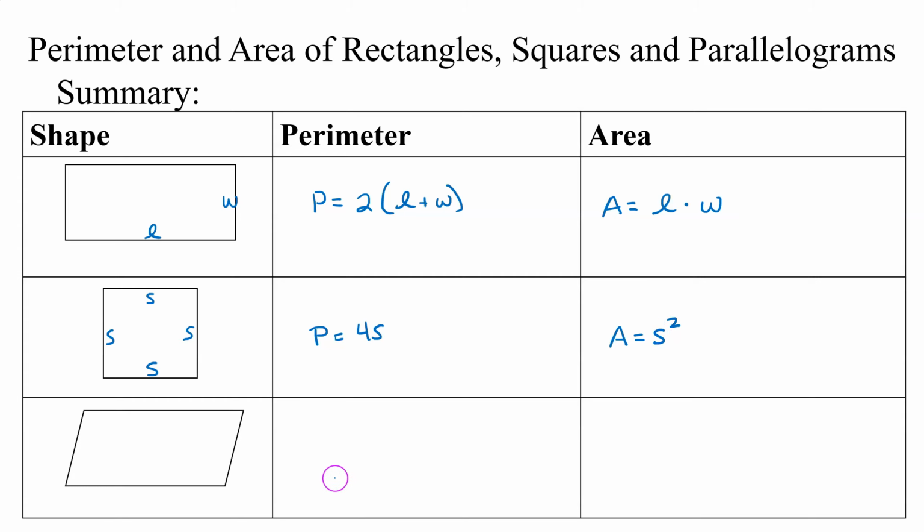With our parallelogram, the perimeter is adding up all the sides, so we have a base, a base, a side, and a side. So it's 2 times, in parentheses, base plus side. In our area, this is where we have to talk about this piece right here called the height, or sometimes it's referred to as the altitude. The area is the base, so the top or bottom of your parallelogram, times the height.